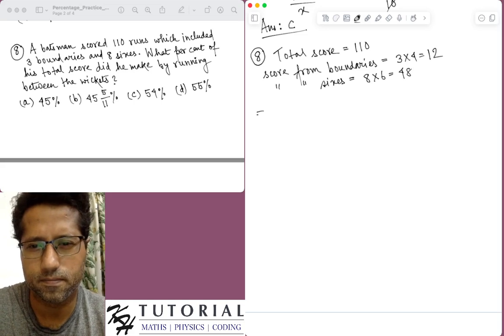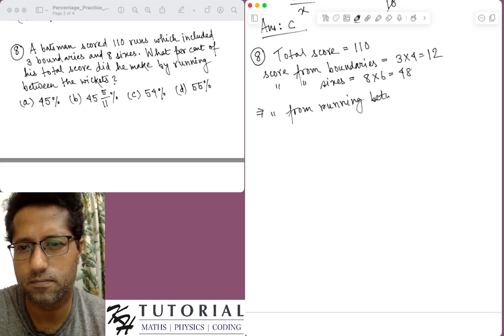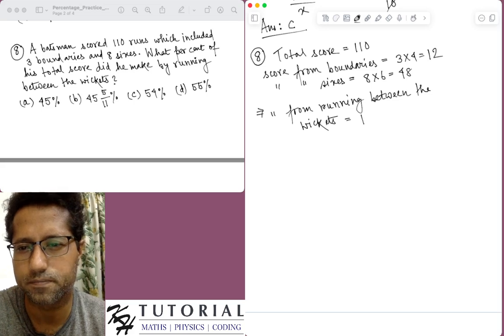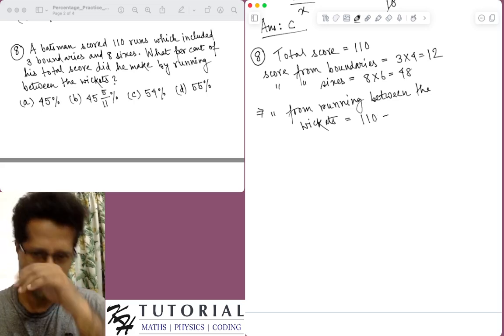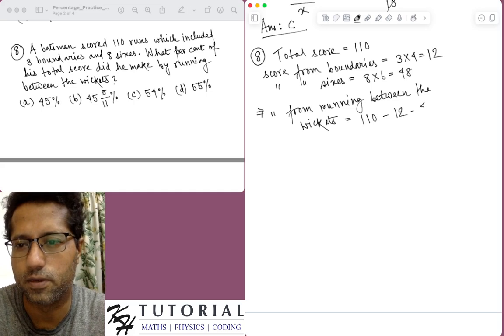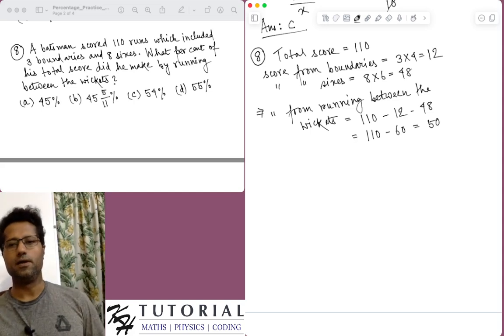So this implies score from running between the wickets is the total score minus the score obtained from boundaries and sixes, that is 12 and 48. This is 110 minus 60. This is 50. So this is the total score by running between the wickets.